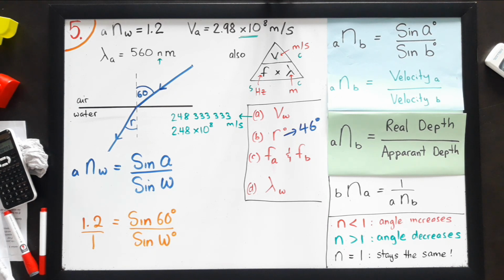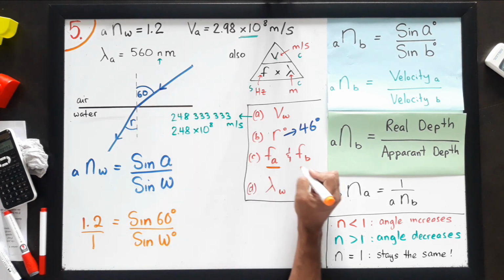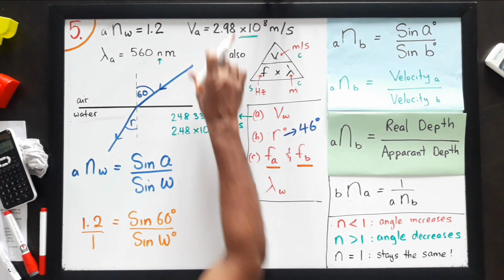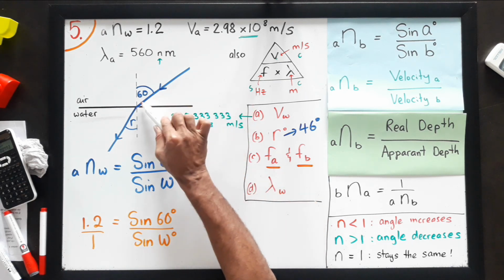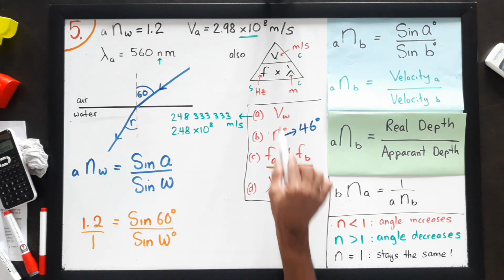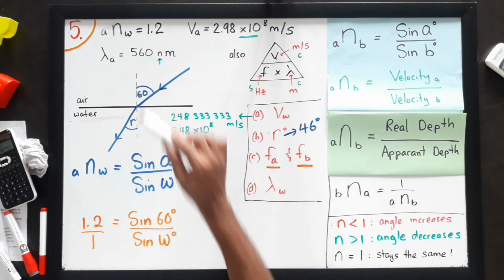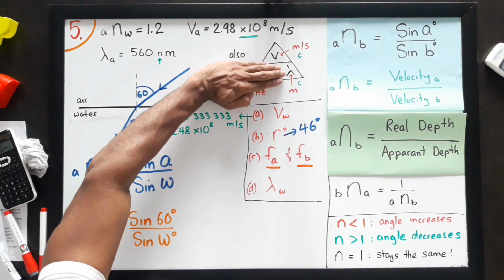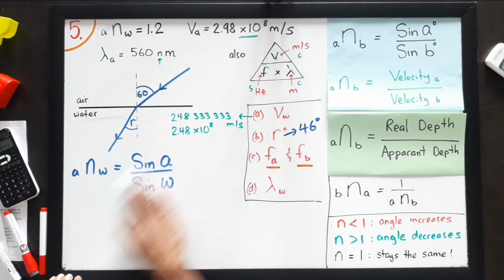The next question is, they want to know two things here: the frequency of the wave in A and the frequency of the wave in B. Let's calculate the frequency in A. And remember, the frequency in the air should be the same as in the water. So really, they're trying to trick us. We just need to find the frequency in either the air or the water, and frequency remains the same for both. How do you calculate frequency? You take the velocity and divide it by the wavelength. So let's start calculating there.